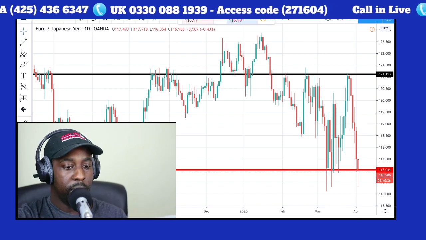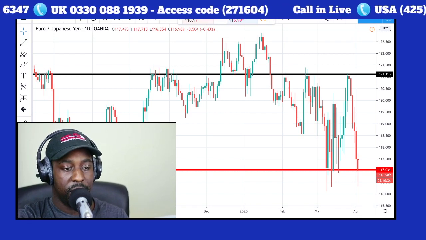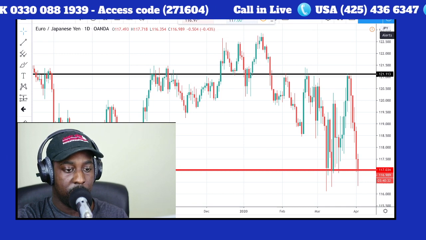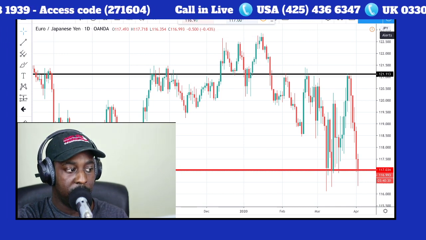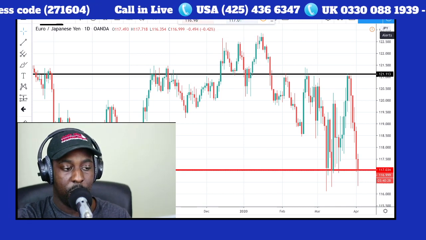So first things first, you should be able to see this is the chart. This is the euro yen. This is the currency in question.